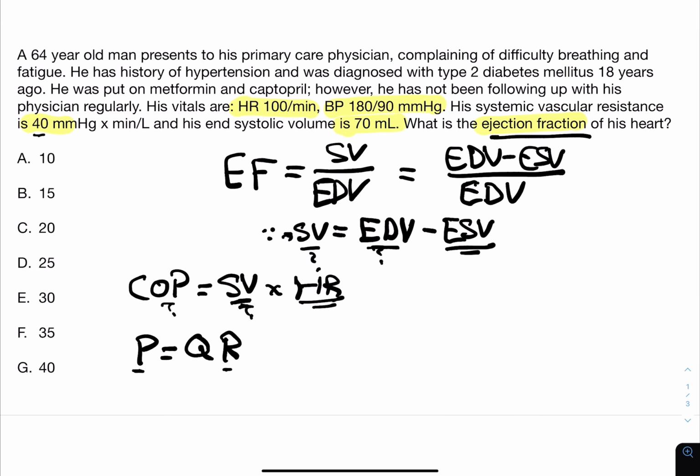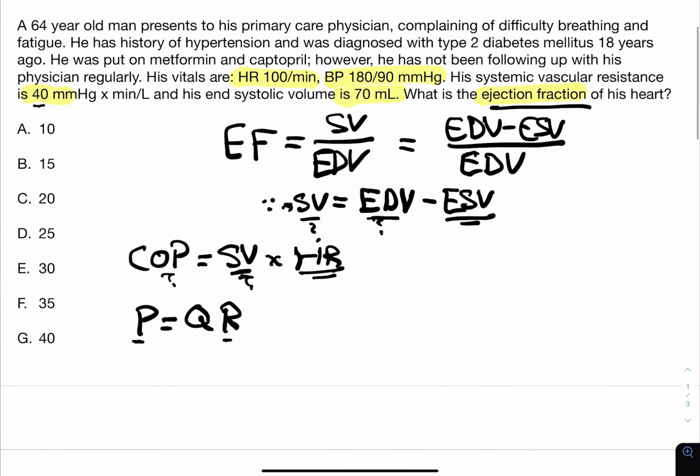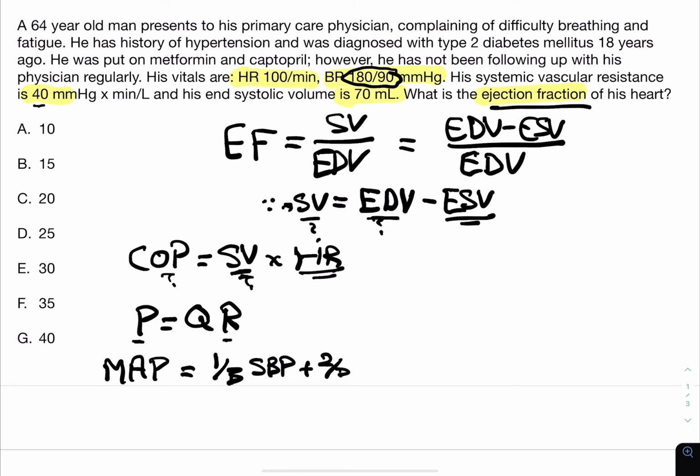So P here is mean arterial pressure, okay? We're going to have to convert the blood pressure given here into mean arterial pressure. The formula for mean arterial pressure is 1/3 the systolic blood pressure plus 2/3 the diastolic blood pressure. And this is because in one cardiac cycle, the heart spends 1/3 of the time contracting and 2/3 of the time relaxing in diastole.